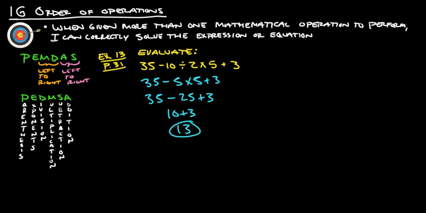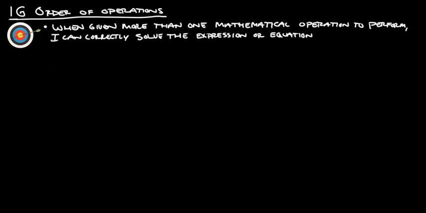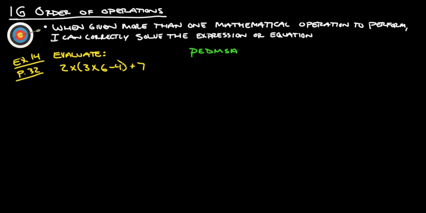All right, let's take a look at another example, and that is example 14 from page 32. So first thing I'm going to look for in here is parentheses. Now, within the parentheses, we have two different operations, multiplication and subtraction. So if you've got a couple different things inside the parentheses, you again stick with PEDMSA and figure out which one to do first. So with that, we have to do multiplication before subtraction.